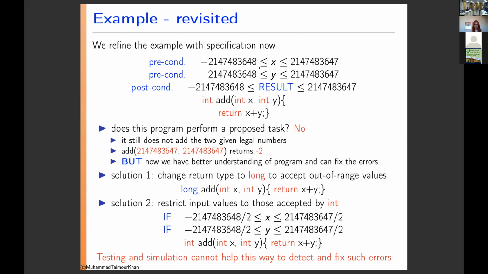So if I provide X and Y values within these ranges, I will never get an unintended or surprising result. I will always have a correct result. And this is exactly what we want. Unfortunately, simulation and testing cannot fix these errors. So we need this additional knowledge.